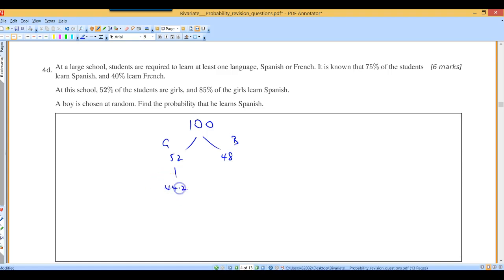So it's 44.2 girls learn Spanish, but of the 100 students, I need 75 of them to take Spanish, because 75% of my students take Spanish. So that means I've got 30.8 boys that take Spanish, and 30.8 divided by 48 gave me 64.2%. So that's to 3 significant figures. That's the way I figured that out. You might have come up with a different method.